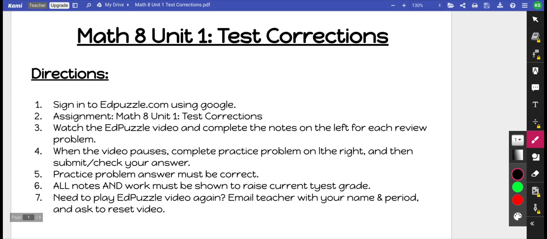So I'm going to do the examples of the test questions that you guys struggled with, and then you guys will do a similar problem on the right-hand side. Okay, you will answer the questions in this video when you get there. Practice problem answers must be correct. If they are not correct, I will go over that in number 7. All notes and work must be shown to raise current test grade.